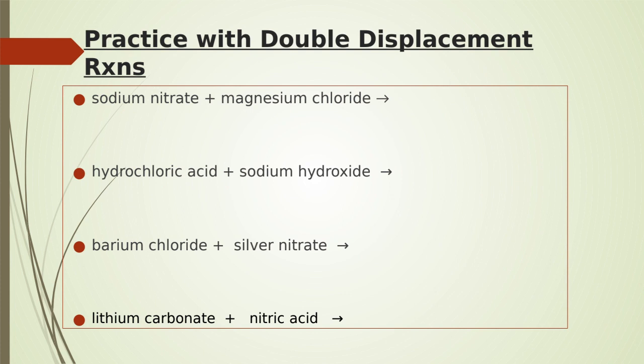Okay, let's practice writing out some double displacement reactions. So we're going to look at the first example that's here, sodium nitrate and magnesium chloride. So before we go to the trouble of writing out a full reaction, we want to make sure that it's going to take place. So remember that the only time that double displacement reactions occur is if you form a solid or a liquid or a gas on the product side. So let's just go through and look at the pairings here.